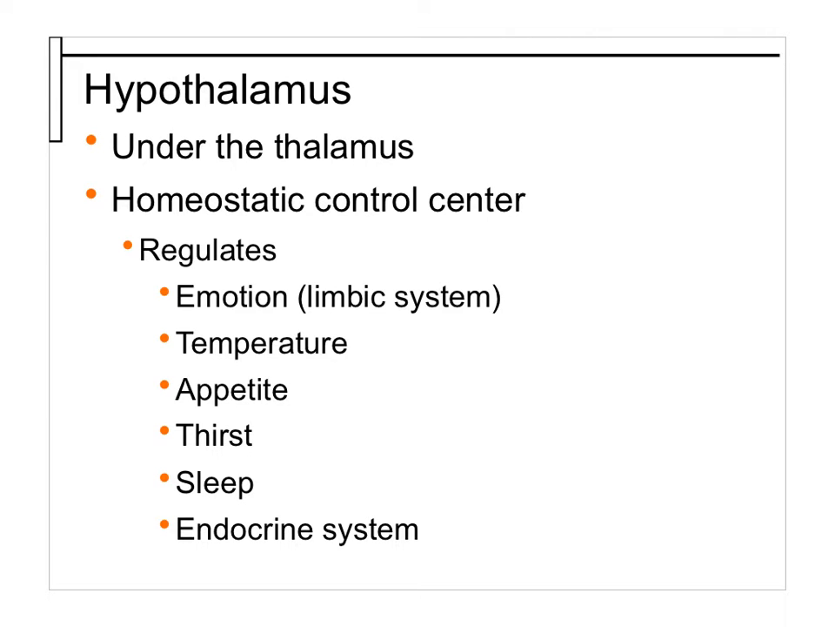Okay, next is the hypothalamus. Hypo means beneath or below or under. So the hypothalamus is located under the thalamus, and it is the homeostatic control center of the body. So it regulates things like emotions, which is part of what we call the limbic system, temperature, appetite, thirst, sleep, and the endocrine system. And the endocrine system, which we'll talk about a little bit later in second semester, controls hormonally a lot of these kinds of things as well.